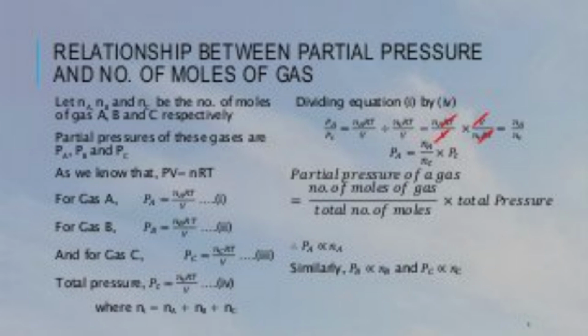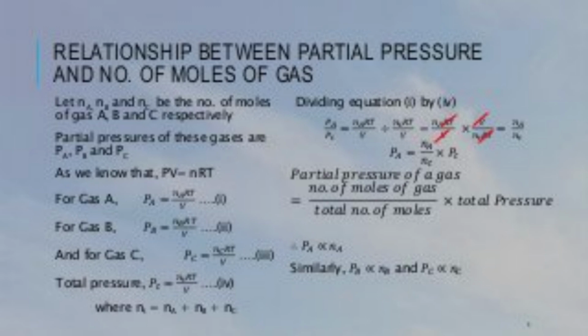For gas A, Pa would be equal to nART over V. For gas B, Pb is equal to nBRT over V. And for gas C, Pc is equal to nCRT over V. Where total pressure would be Pt, it is equal to Pa plus Pb plus Pc. By inserting the values, Pt would be equal to NtRT over V, where Nt is equal to Na plus Nb plus Nc.